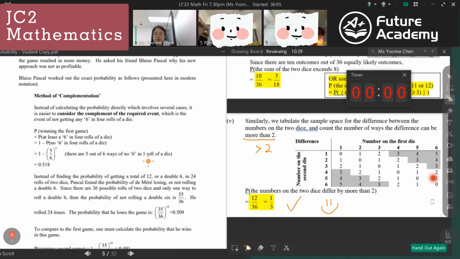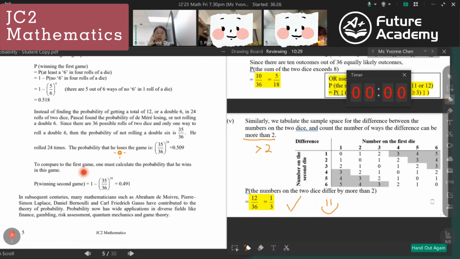So we use this method called method of complementation. Okay, so we can do probability of winning the first game is 1 minus the probability that there's no 6. So what's the probability of no 6? 5 out of 6, to the power 4. That's how we get the probability.